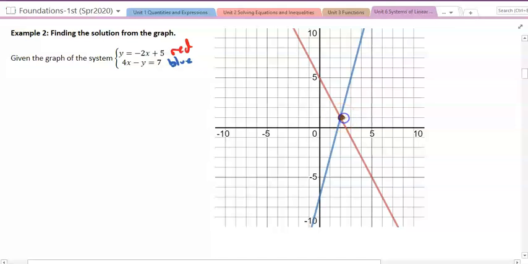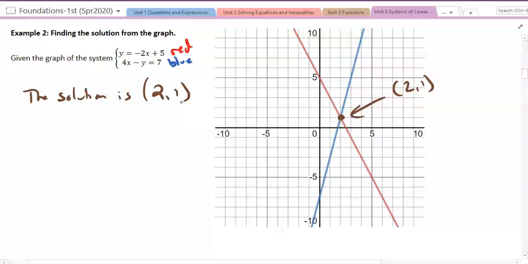Well, it's this point right here. Well, what's that ordered pair? It's 2, 1. And so what is the solution to this system? The solution is 2, 1. It would be whatever ordered pair that we find that these two lines intersect.